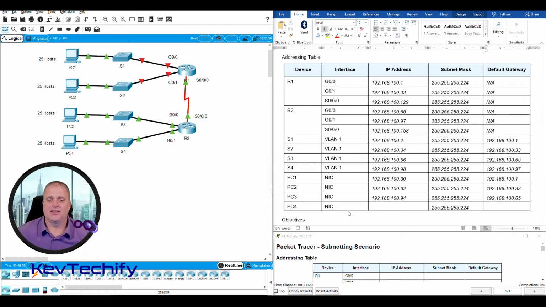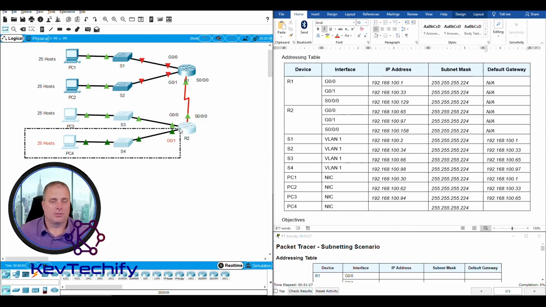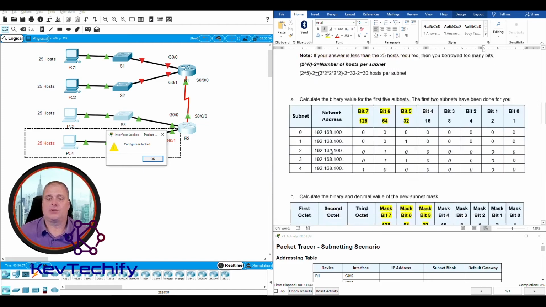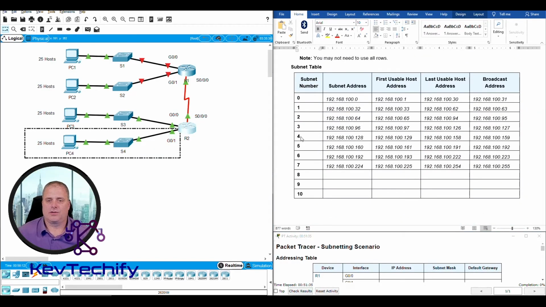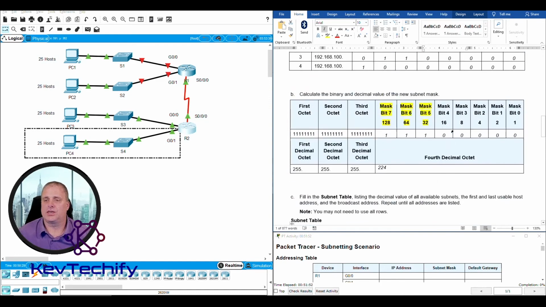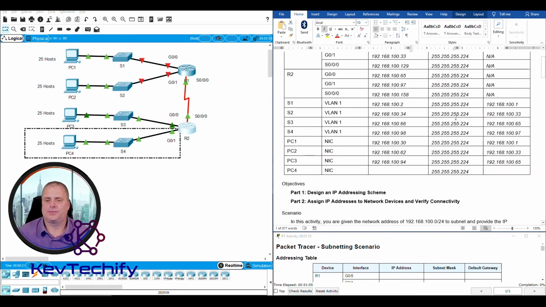Our final line in this addressing table is PC4. PC4 is down here, on our fourth network, subnet 3. Scroll down to our subnet table once again. Here's our fourth network, subnet 3. Network address is .96, first usable .97, last usable is .126. This is our PC4 address, 192.168.100.126. Let's scroll up here.